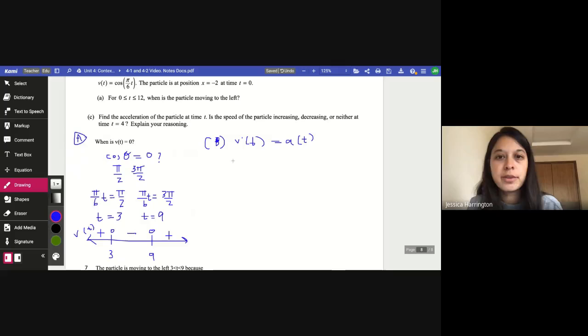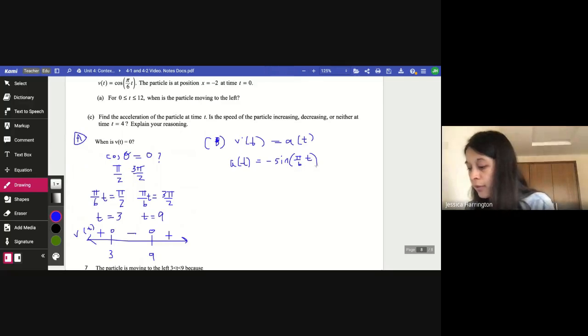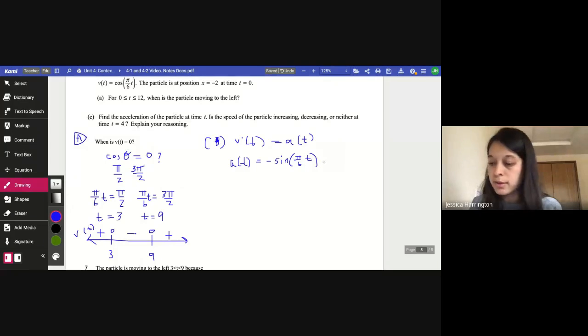So I'm going to come over here. We're going to write a of t equals, well, the derivative of the cosine function is negative sine of all that stuff that's in there, right? We're going to have to use the chain rule: pi over 6 times t. And then the derivative of the inner function. So what's the derivative of pi over 6 t? Well, that's pi over 6. Okay, so there's my derivative.